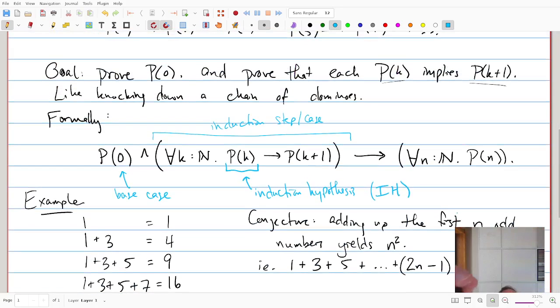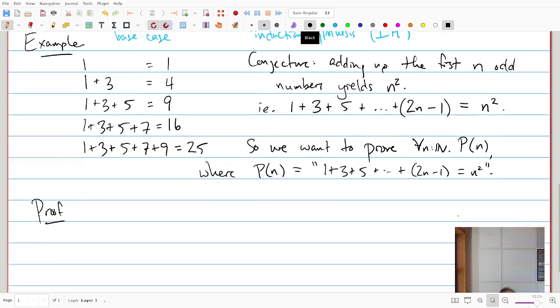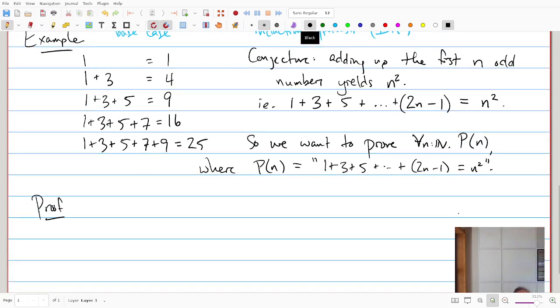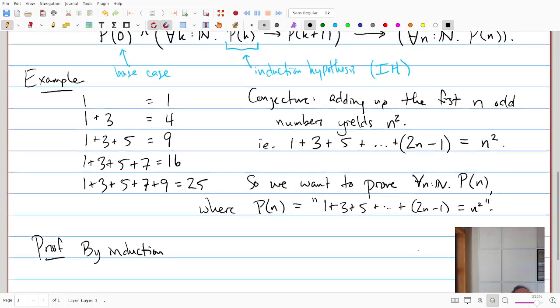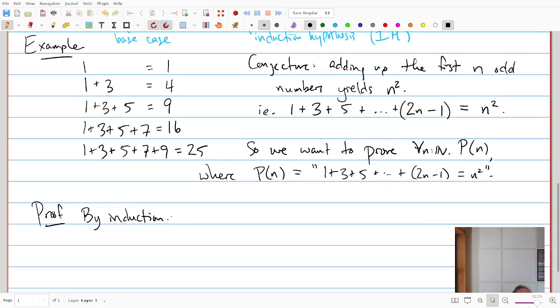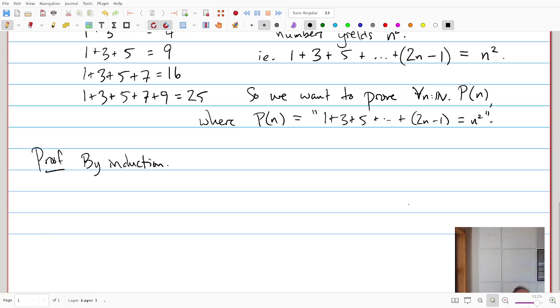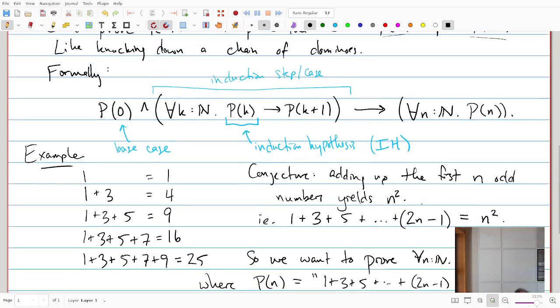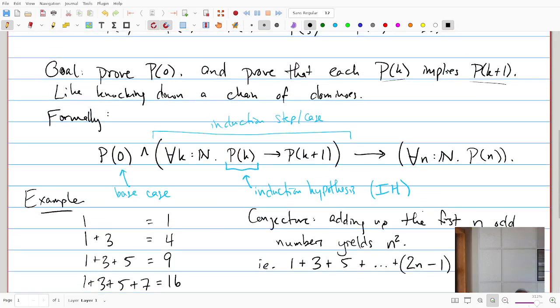Okay? Proof. We'll say that we're going to prove this by induction. First of all, I have two things I have to prove if I'm going to prove by induction. So first of all, that's a sensible thing to do, because the thing I'm trying to prove is indeed of this form.